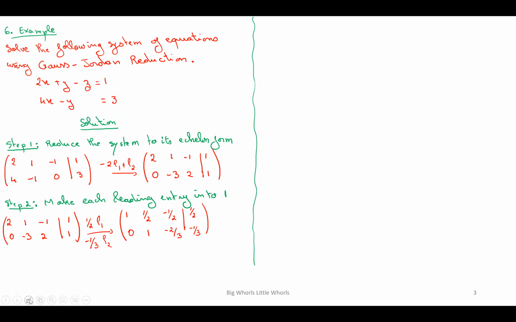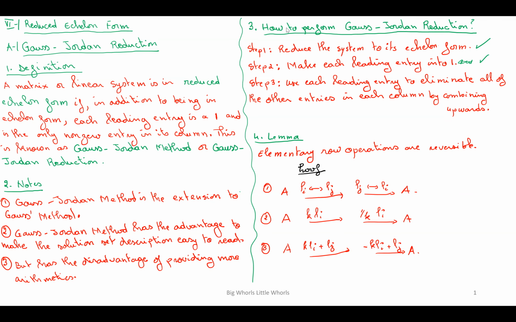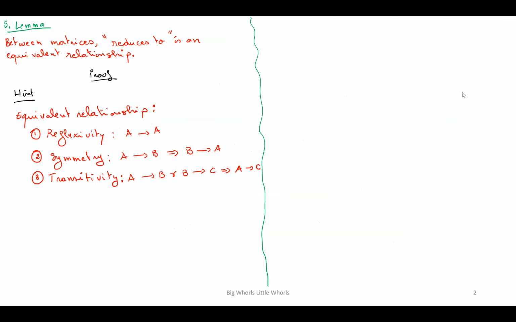Okay, now step 3. What does step 3 say? Step 3 says the following. It says use each leading entry to eliminate all of the other entries in each column by combining upward.